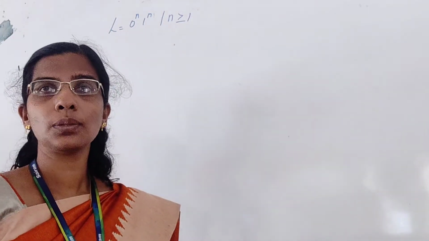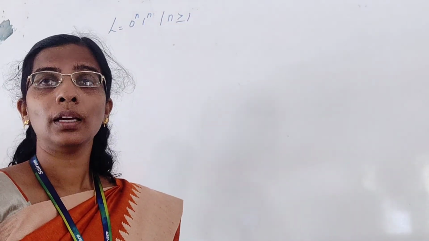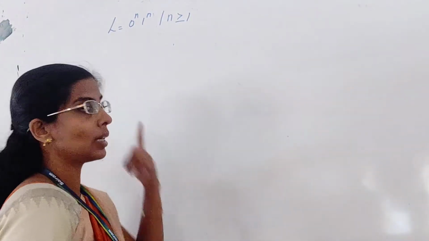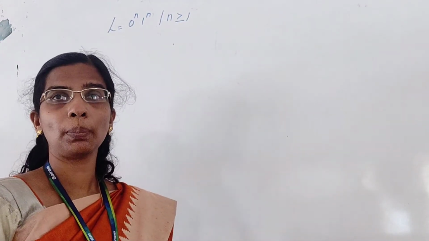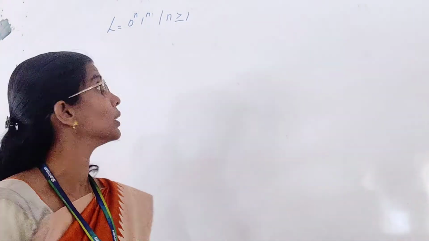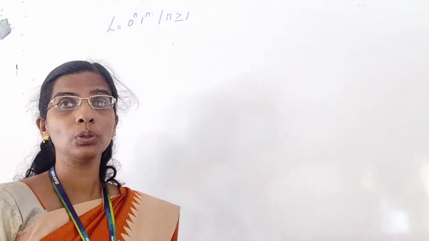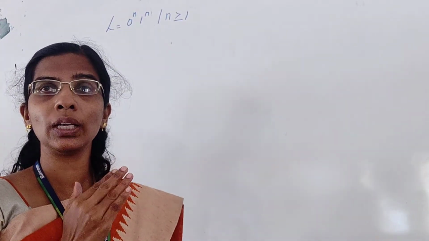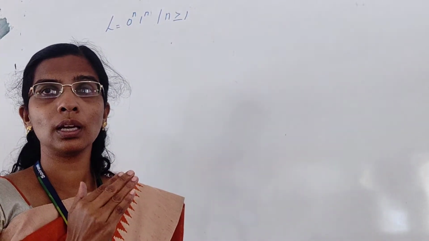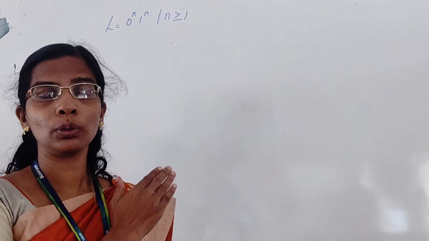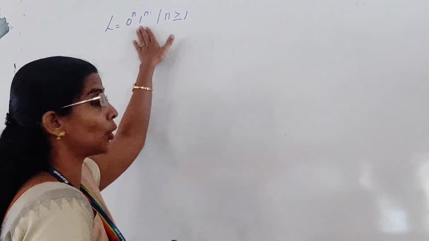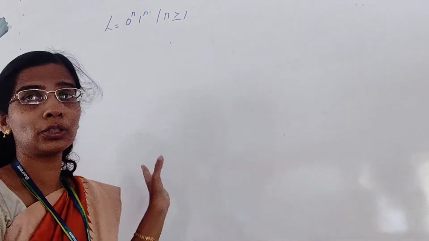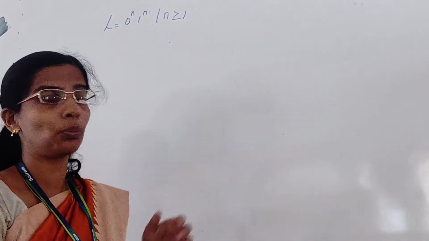Hi students, in this video we will discuss designing a Turing machine for the given language. You can see this language, L is equal to 0 to the power n, 1 to the power n, such that n is greater than or equal to 1. This language says it should have equal number of zeros and ones, and at the same time I have to follow the ordering. First zeros followed by 1. I cannot change this order. First I should have zeros followed by 1.